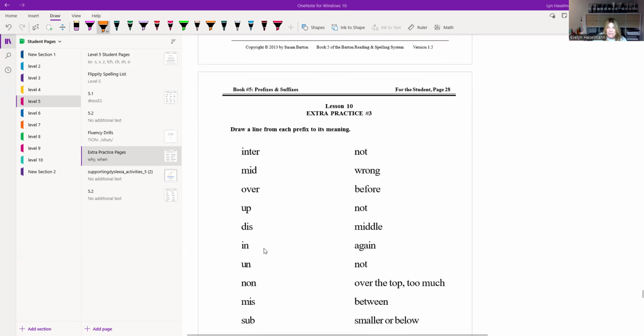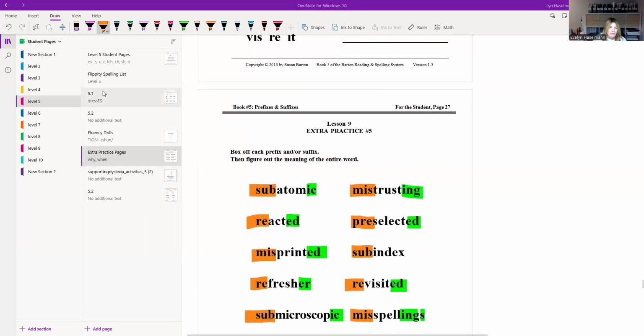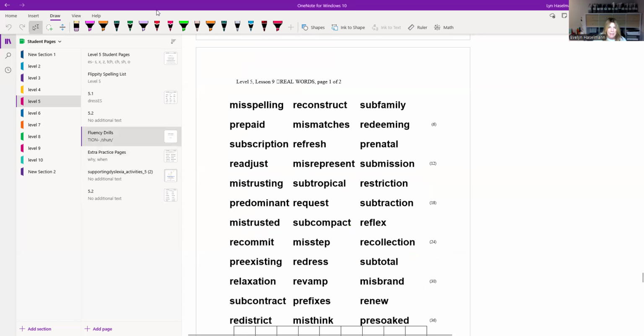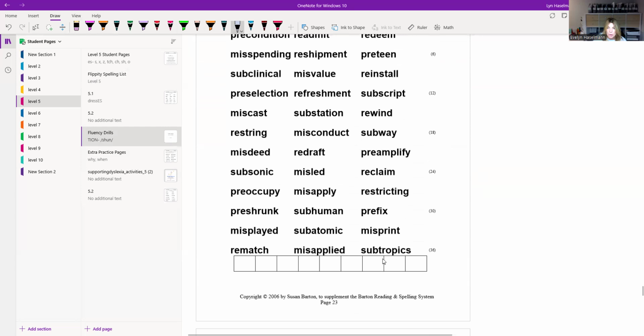All right, so that's that. And oh, that's it. Okay, and then fluency drills. I would do the same thing. If your student is struggling at all, I want them finding the prefixes and finding the suffixes and looking for the base words, misspelling. And just continue on that way. There are two pages here.